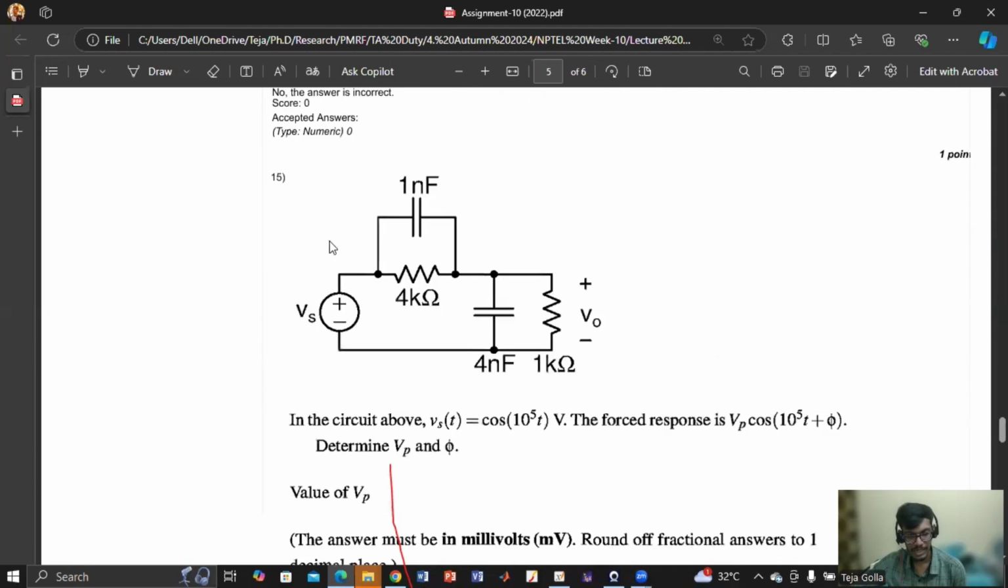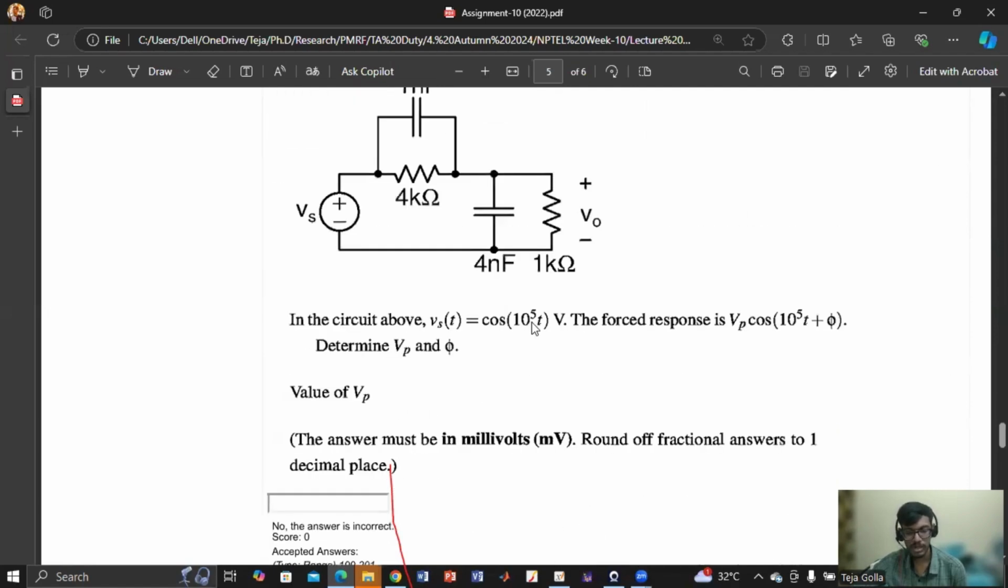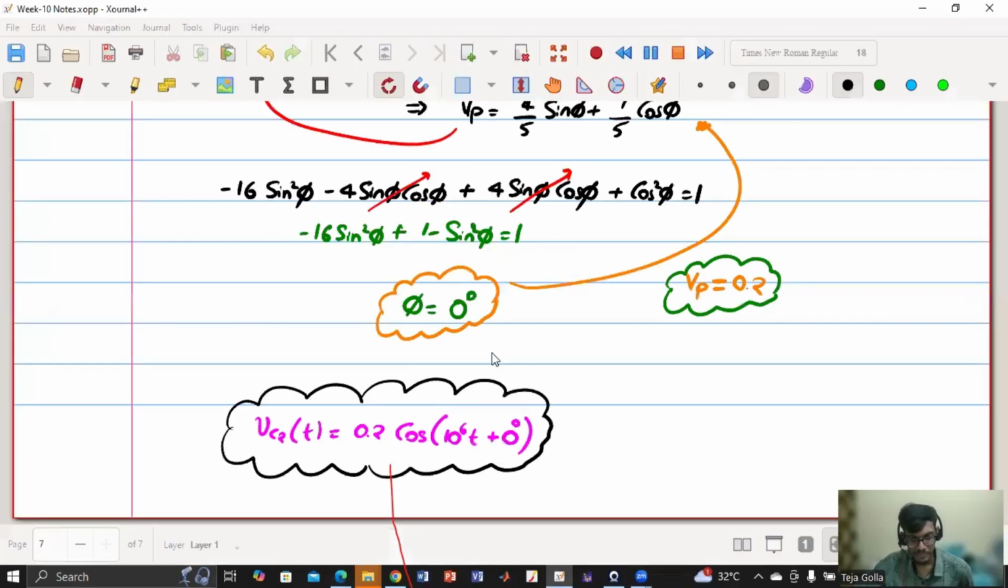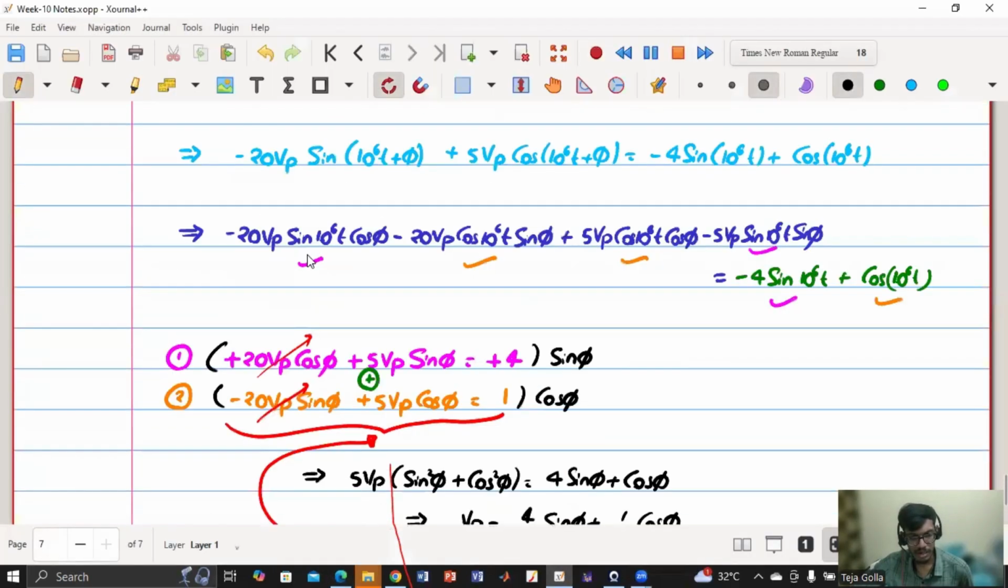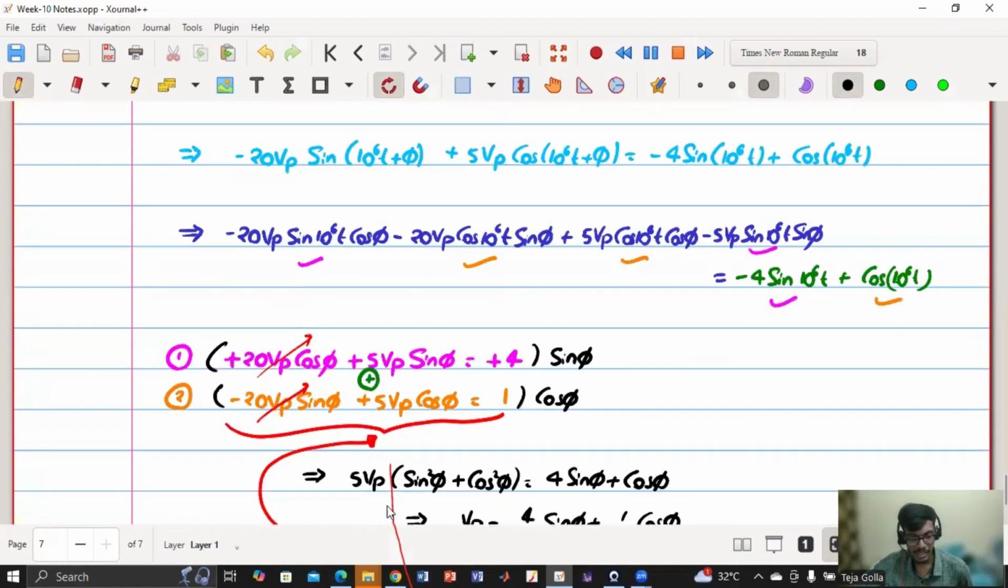Similarly, this question is exactly the same as the question that we have solved. Only the input is 10 to the power 5t and everything is same. If you see, both will get the same answer because even though there is some gain, if you calculate and see, you will get the same.